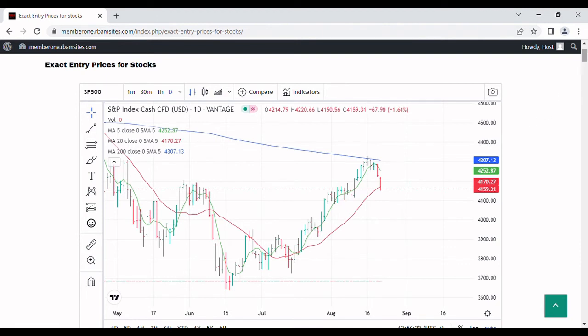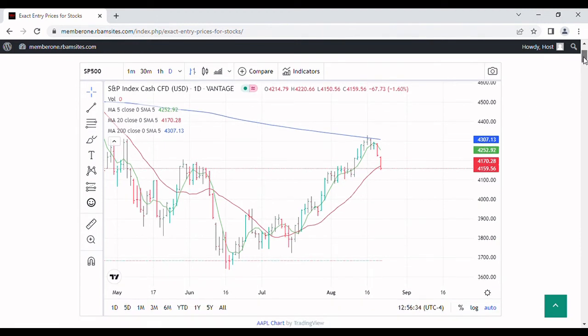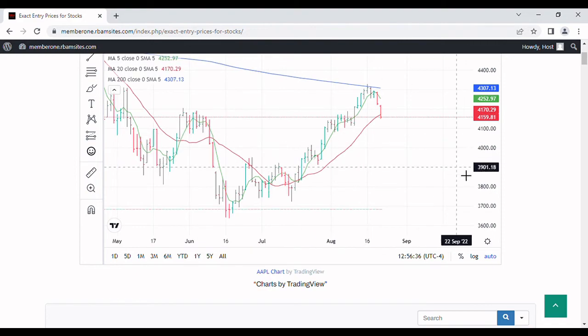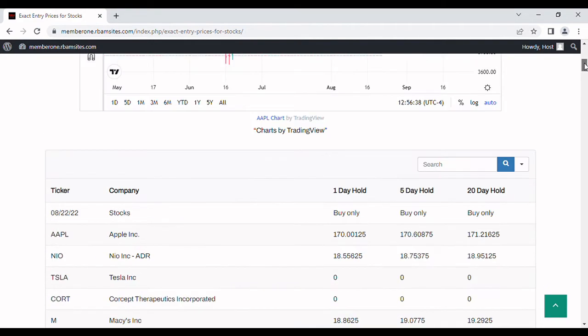Let's go down and take a look now at algorithmic trading. What we've been looking at is classic technical trading with moving averages. RBAM Research puts out every morning before 7 a.m. these algorithmically generated entry prices. So you can set your holding periods up however you want. We've set them up for stocks at 1-day, 5-day, and 20-day.